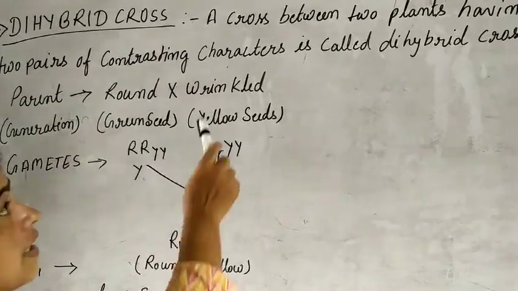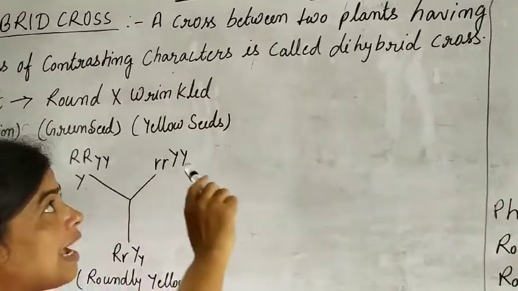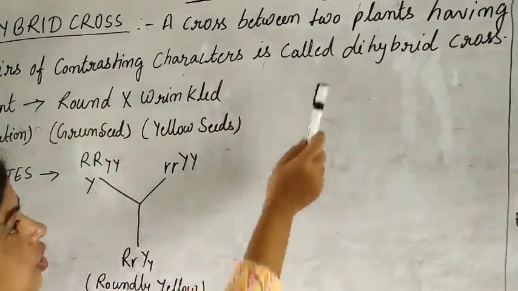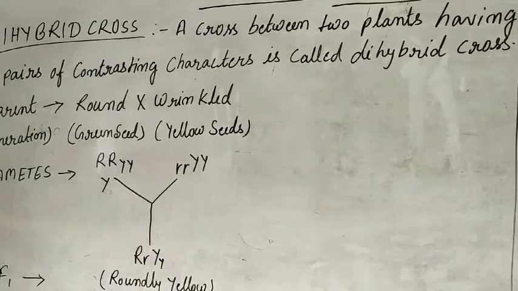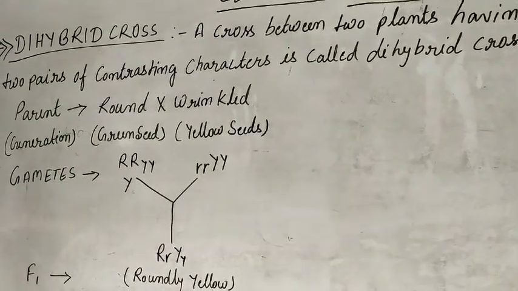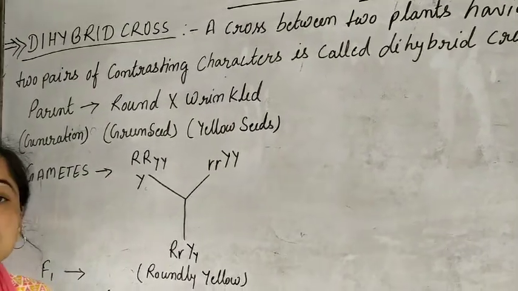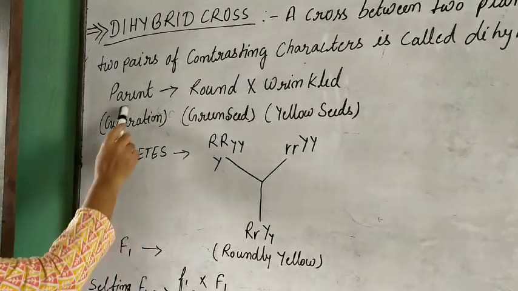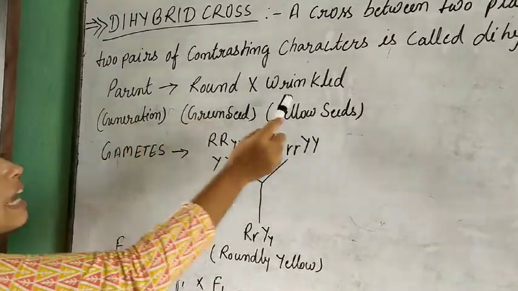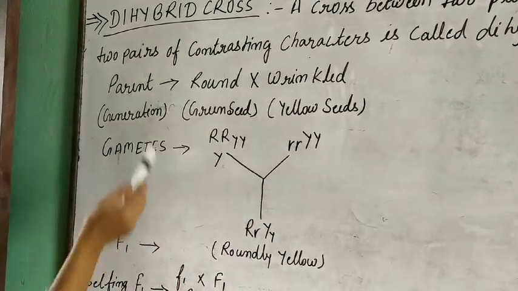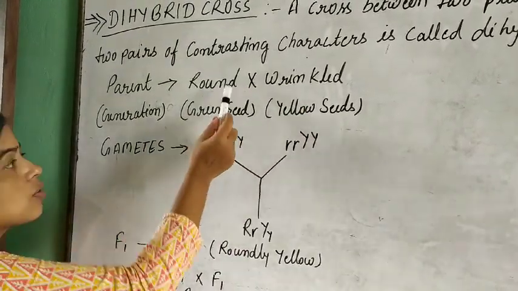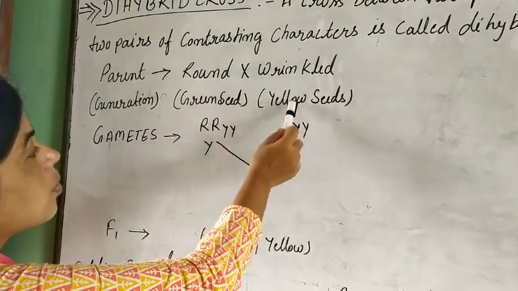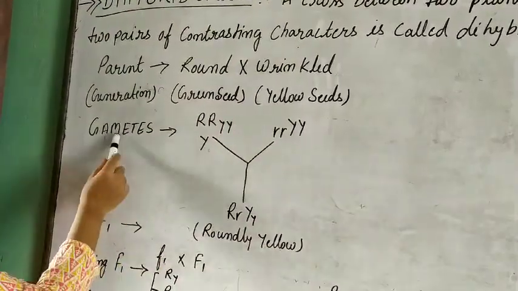A cross between two plants having two pairs of contrasting characters is called a dihybrid cross. Contrasting means different. When two contrasting pairs come together, let's see what the result is. Parents, round and wrinkled. Parent means generation, and round means a green seed, crossing with a yellow seed, and this is the result.